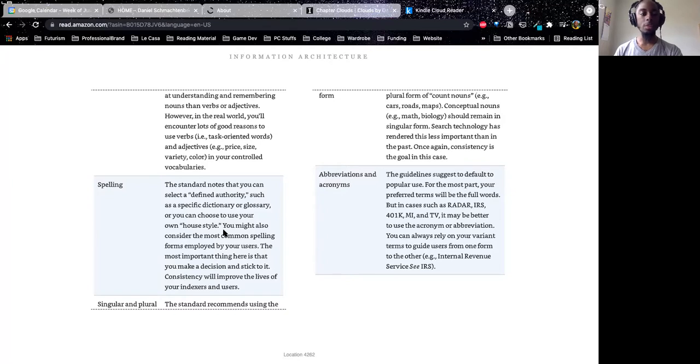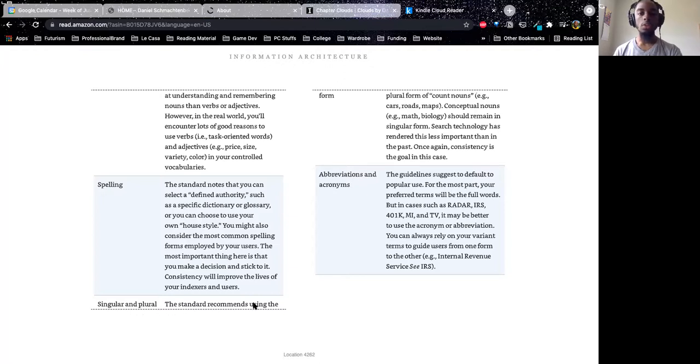It's just really interesting. So spelling, I recommend that the standard notes that you can select a defined authority, such as a specific dictionary or glossary, or you can choose to use your own house style. You might also consider the most common spelling forms employed by your users. The most important thing here is that you make a decision and stick to it. Consistency will improve the lives of your indexers and users. Very interesting there.